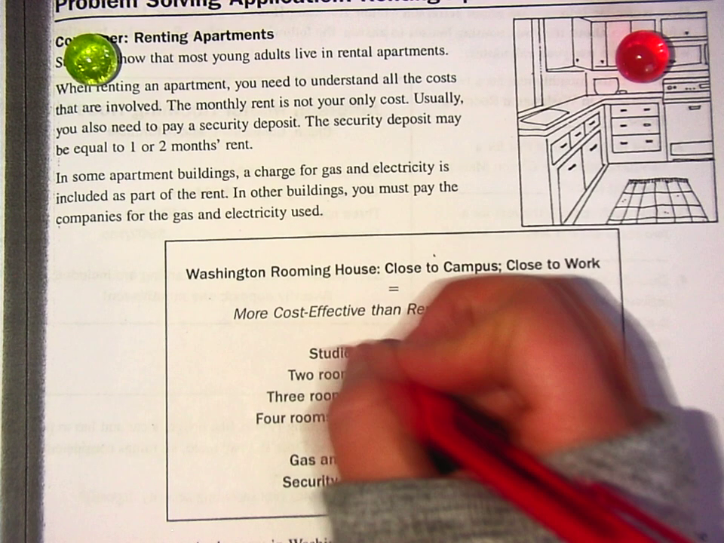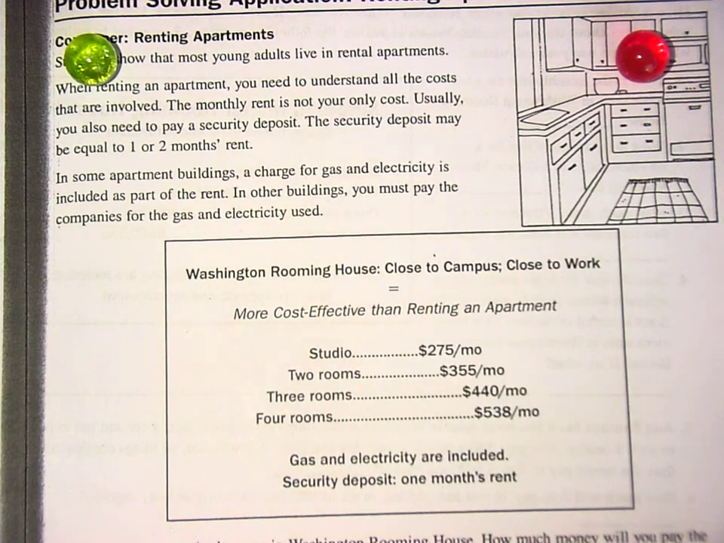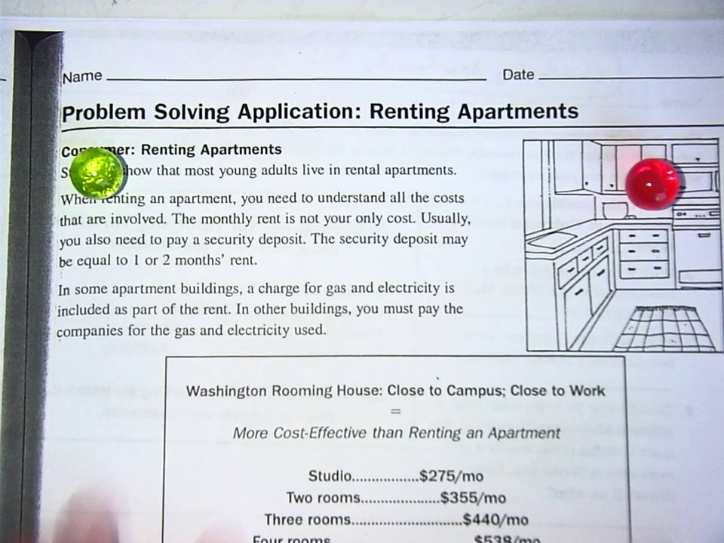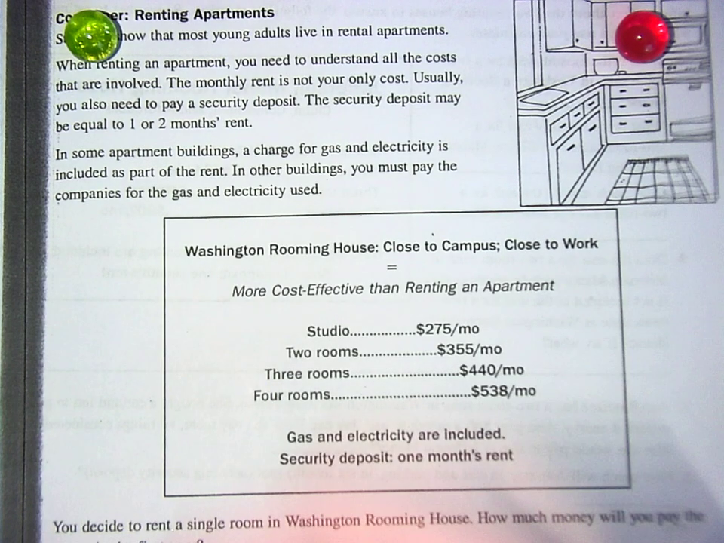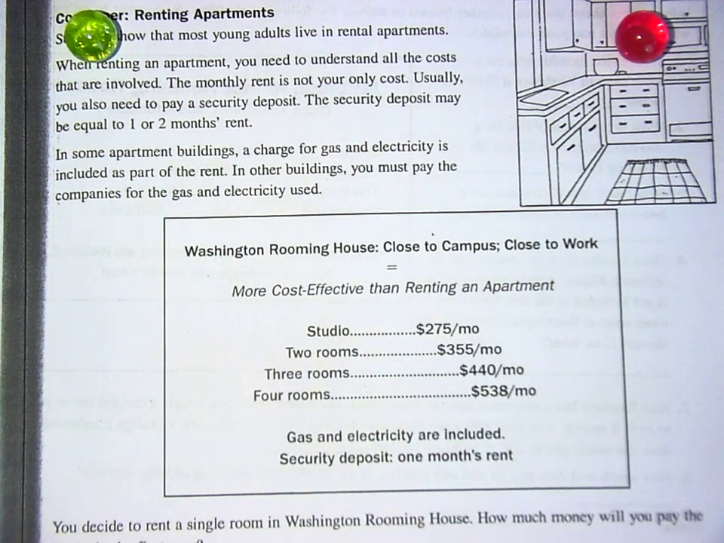What is a studio apartment? I'm on this side that says problem-solving, renting apartments. What's a studio apartment? Isn't that a one-person apartment? It is a one-person apartment. I guess you could have more than one person in there. It is smaller. What's the difference between a one-bedroom and a studio apartment? It's like one room.